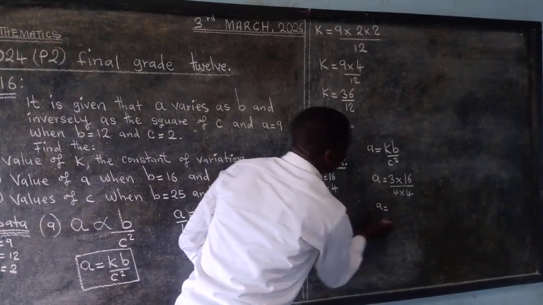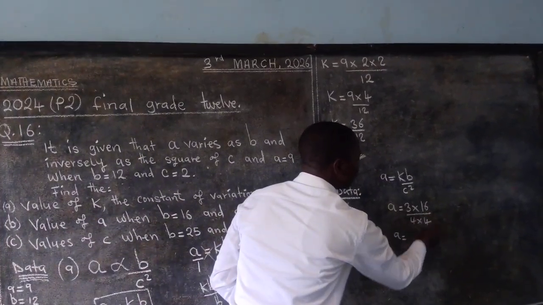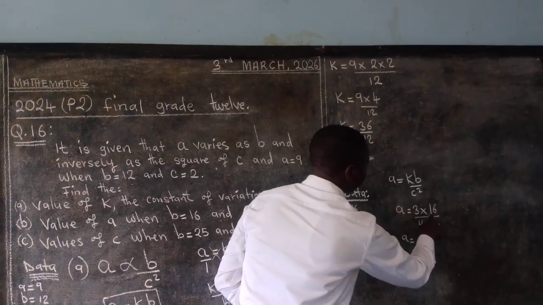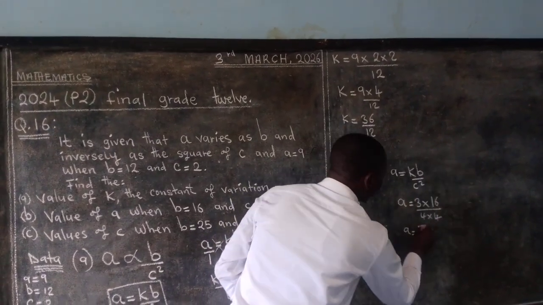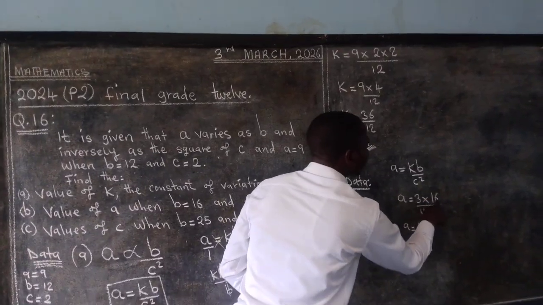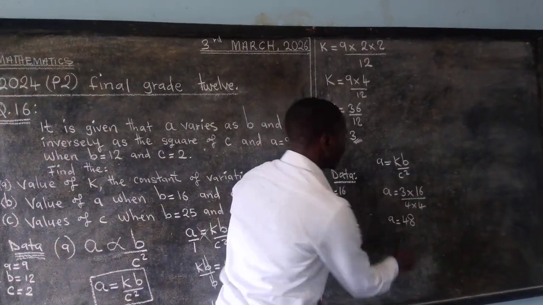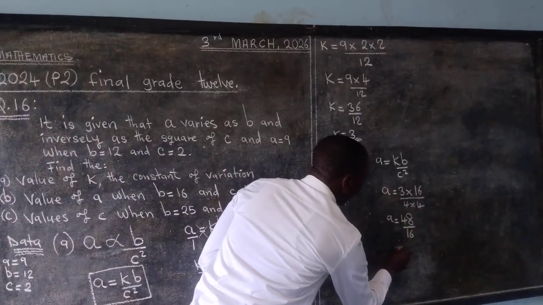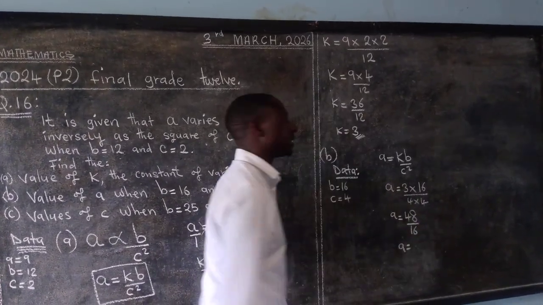A is equal to 3 times 6 is 18. We write 8 carry 1. 3 times 1 is 3, plus the 1 is 4. So 3 times 16 is 48. 48 over 4 times 4, which is 16. How many times can 16 go into 48?